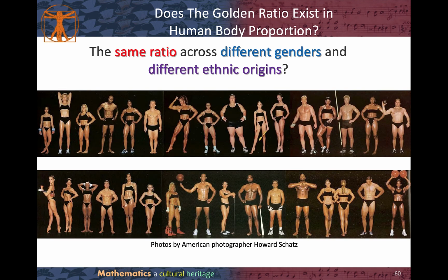All these people in these two pictures have the same ratio. That means the ratio of the height of that person to the height of the navel is the golden ratio. This happens across different genders and different ethnic origins. Do you think they all look the same, or do you think they all look good?